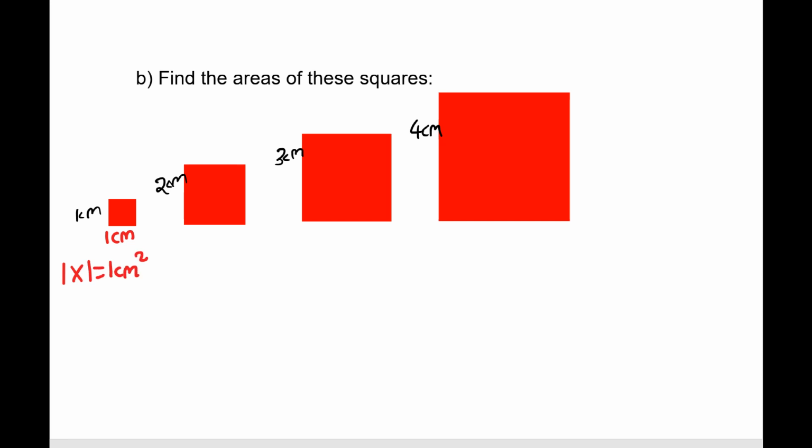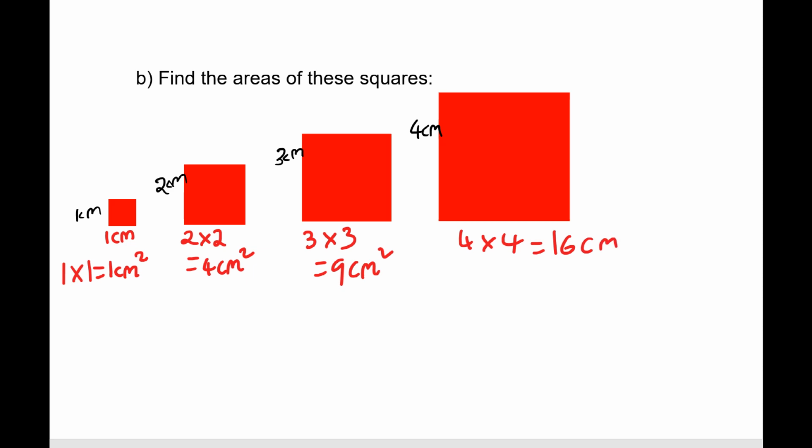For the second question, it's going to be 2 times 2, which is 4 centimeters squared. For the third question, it will be 3 times 3, which is 9 centimeters squared. And lastly, 4 times 4, which is 16 centimeters squared. We should notice that these are the first 4 square numbers: 1, 4, 9, and 16.